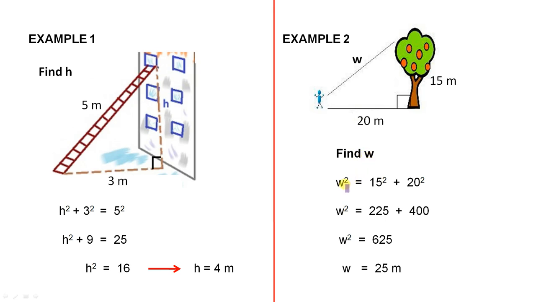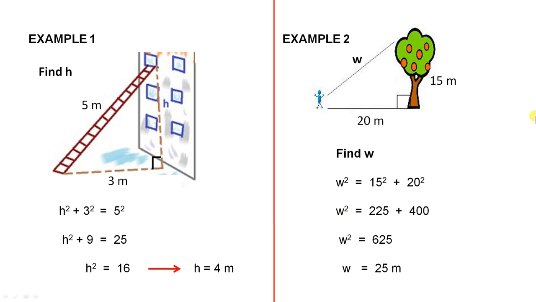So the square on the hypotenuse equals the sum of the squares on the other two sides. So that's the first equation. When we simplify that, we get the second line. Add those two together, we get w squared equals 625. So w equals 25 meters. In other words, the distance from the person to the top of the tree is 25 meters.